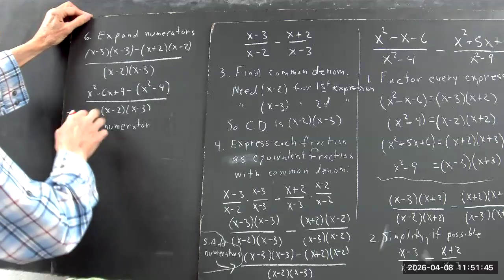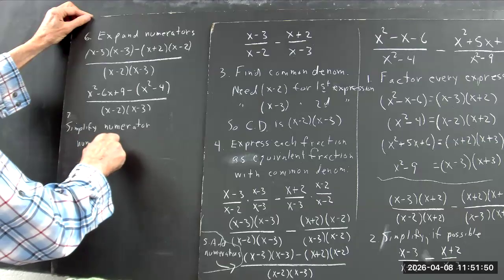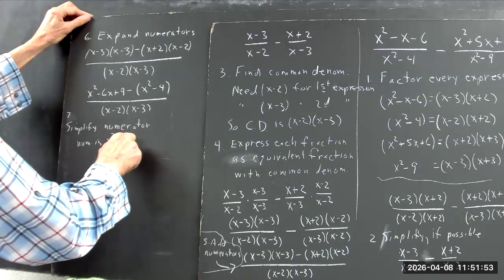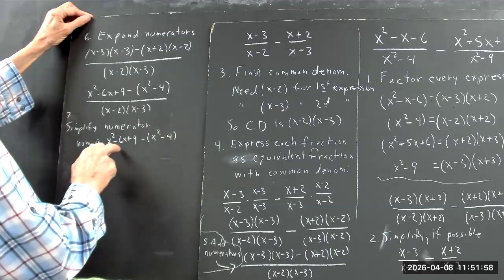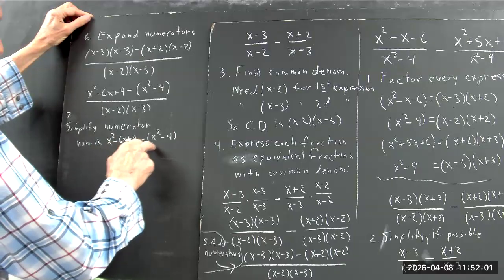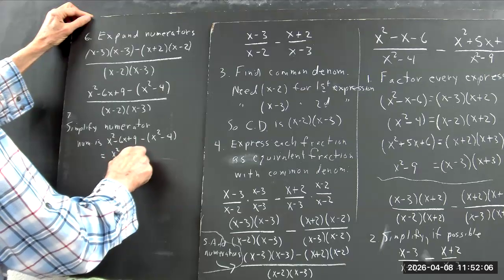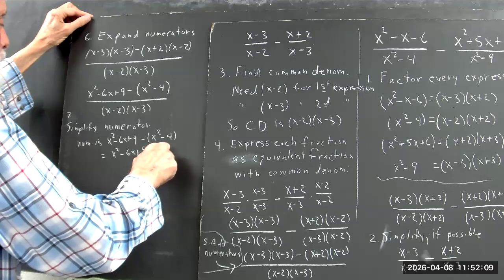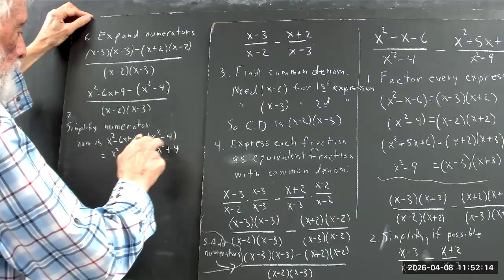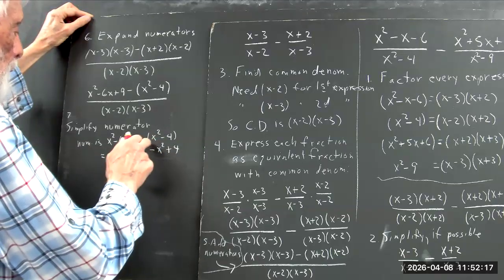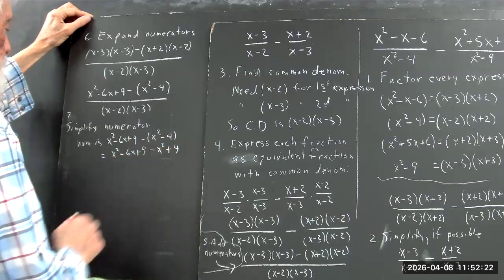I've got room here, so I'm going to abbreviate this a bit. The numerator is x squared minus 6x plus 9 minus the quantity x squared minus 4, which equals x squared minus 6x plus 9 minus x squared plus 4. Remember that the minus in front of the parentheses on x squared minus 4 distributes. We have minus the x squared, and then we have minus the negative 4. Minus the negative 4 is what gives us a plus 4.